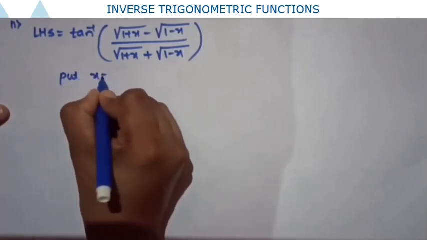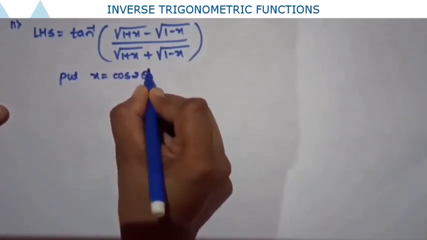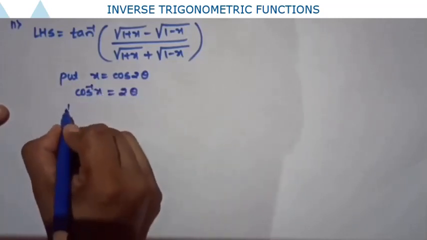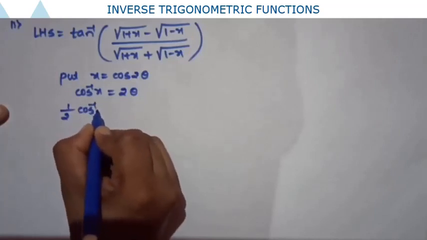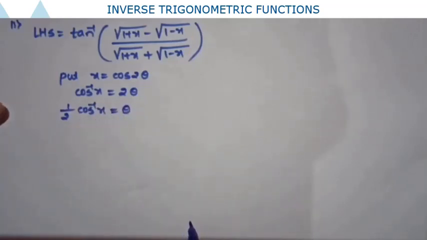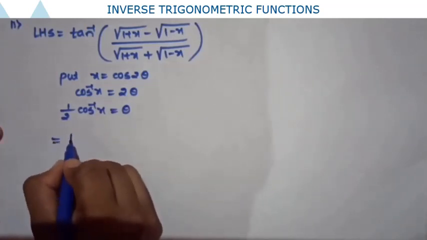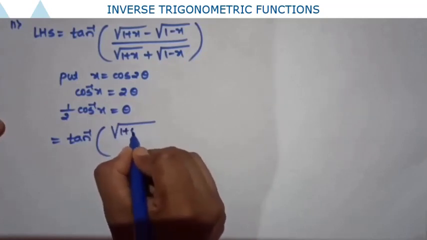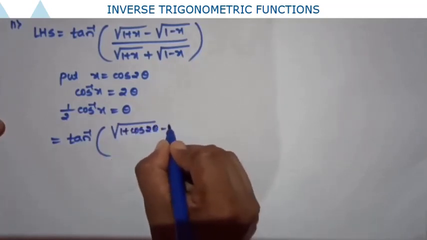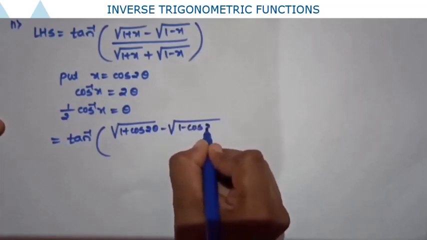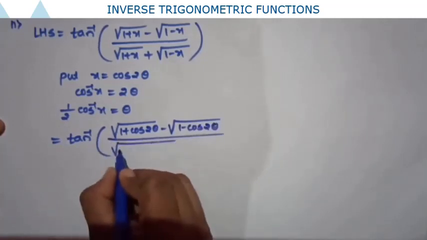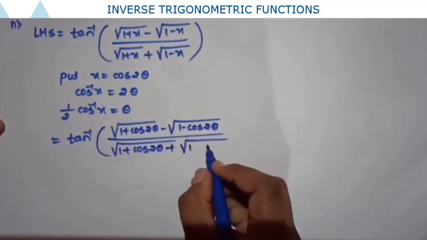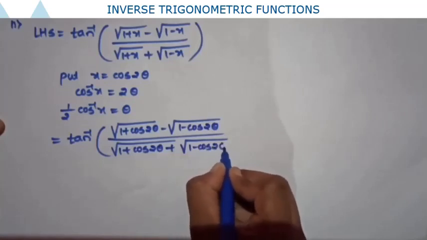Put now x equals cos 2 theta. If x equals cos 2 theta, then cos inverse x is 2 theta, and this gives 1/2 cos inverse x as theta. Okay, so the LHS becomes tan inverse of root of 1 plus x, what is x here? x is cos 2 theta. So 1 plus cos 2 theta minus root of 1 minus cos 2 theta, and whole divided by root of 1 plus cos 2 theta plus root of 1 minus x, 1 minus x is 1 minus cos 2 theta.